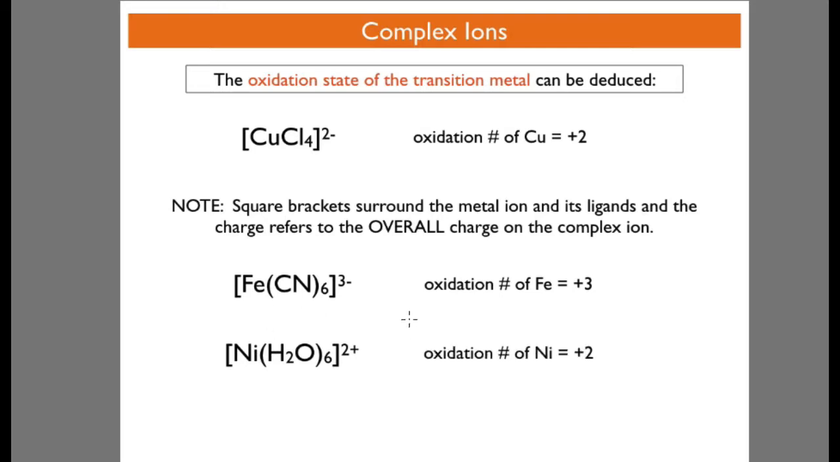Next, nickel has a charge of +2. Water does not have a charge, it's neutral, and so nickel must be 2 plus.